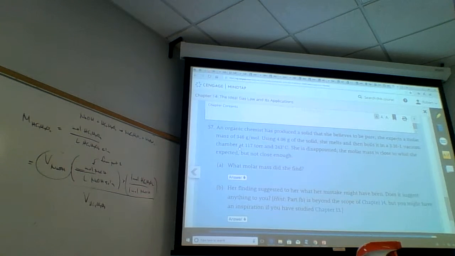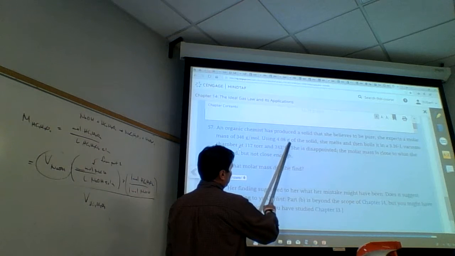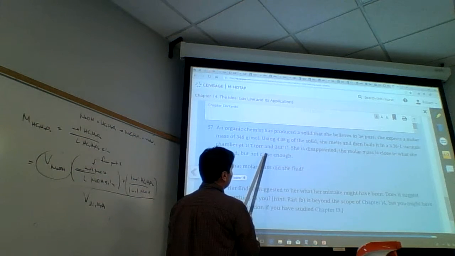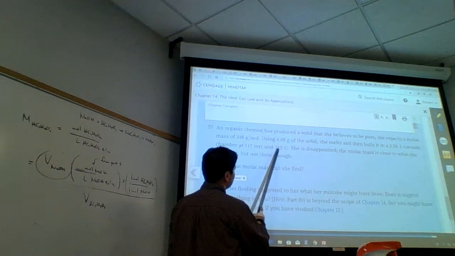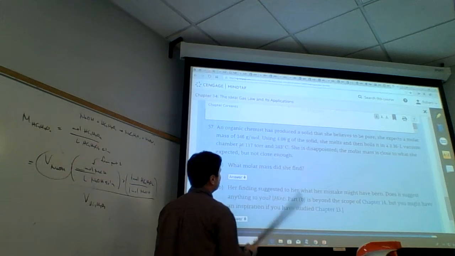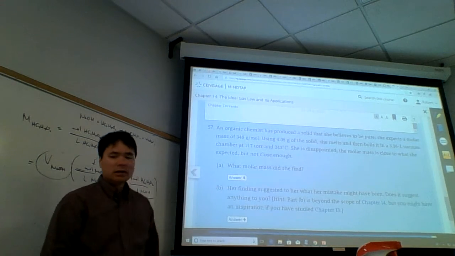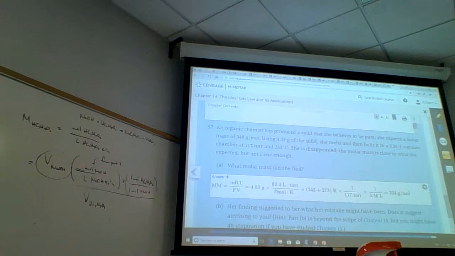57. An organic chemist has produced a solid that she believes is pure. She expects a molar mass of 346. Using 4.08 grams of solid, she melts and then boils it into a 3.36 liter vacuum chamber at this pressure and this temperature. She was disappointed the molar mass is close to what she expected, but not close enough. What molar mass did she find? So we could just plug in the numbers in the molar mass equation here.